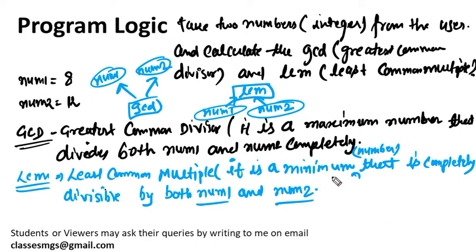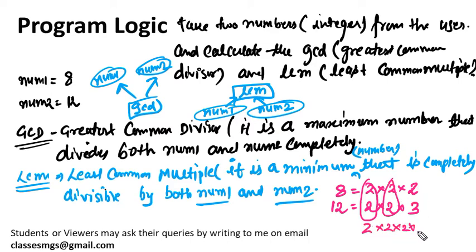So let's try to calculate the LCM. How do you calculate the LCM? Calculate the factors. The factors of 8 are 2 into 2 into 2, and what are the factors of 12? The factors of 12 are 2 into 2 into 3. So here what we will take is the common portion, 2, 2, and then the remaining numbers also. So 2 into 2 into 2 into 3, so it will become 4, 4 times 2 is 8, 8 times 3 is 24. So 24 will be the LCM.